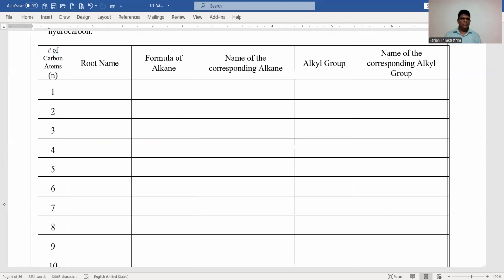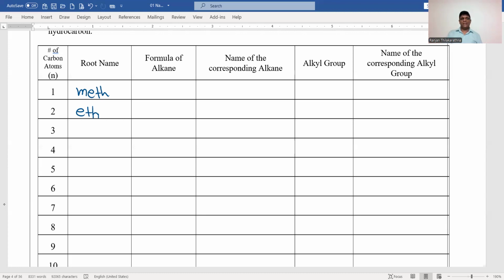Root name. The root name for one carbon is called meth. You need to know these things, right? Meth means that the organic compound consists of one carbon atom. If it is two, then it is eth. If you add ane, that is methane. Methane means alkane. If you have eth, then you can add ene. Then it is ethene. Ethene means alkene having two carbon atoms.